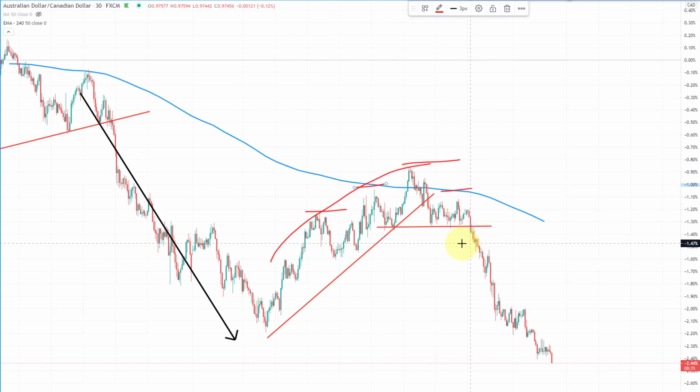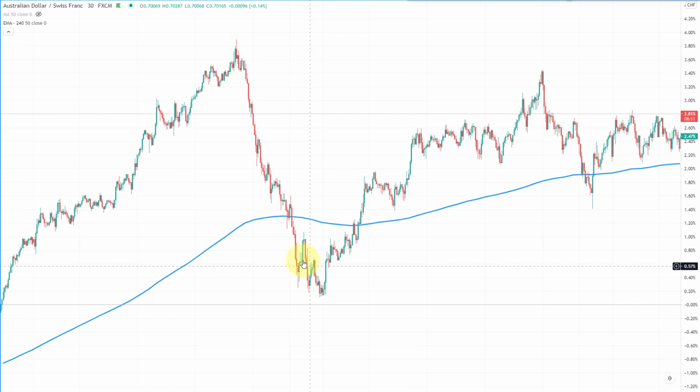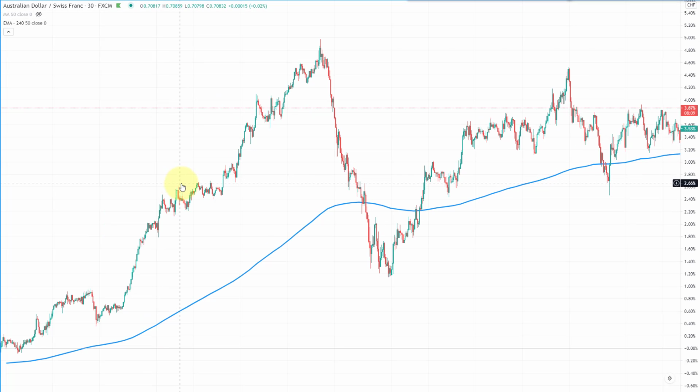Here we made lower highs, and then here the market resumed into the downtrending direction, dipped below the higher time frame moving average, and this is again where you see the biggest moves in the shortest period of time, once the market is breaking out of the correction phase and resuming into the impulsive phase.